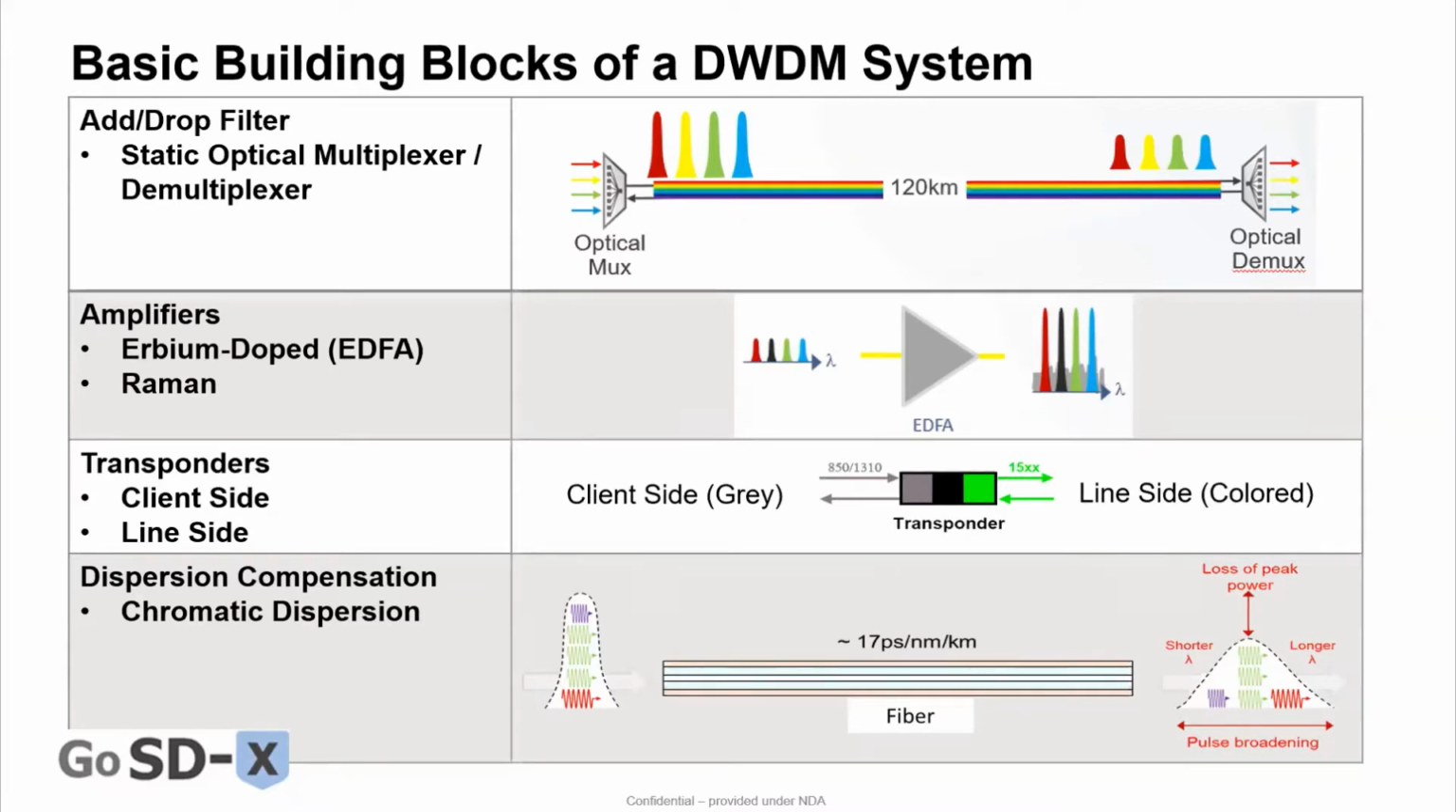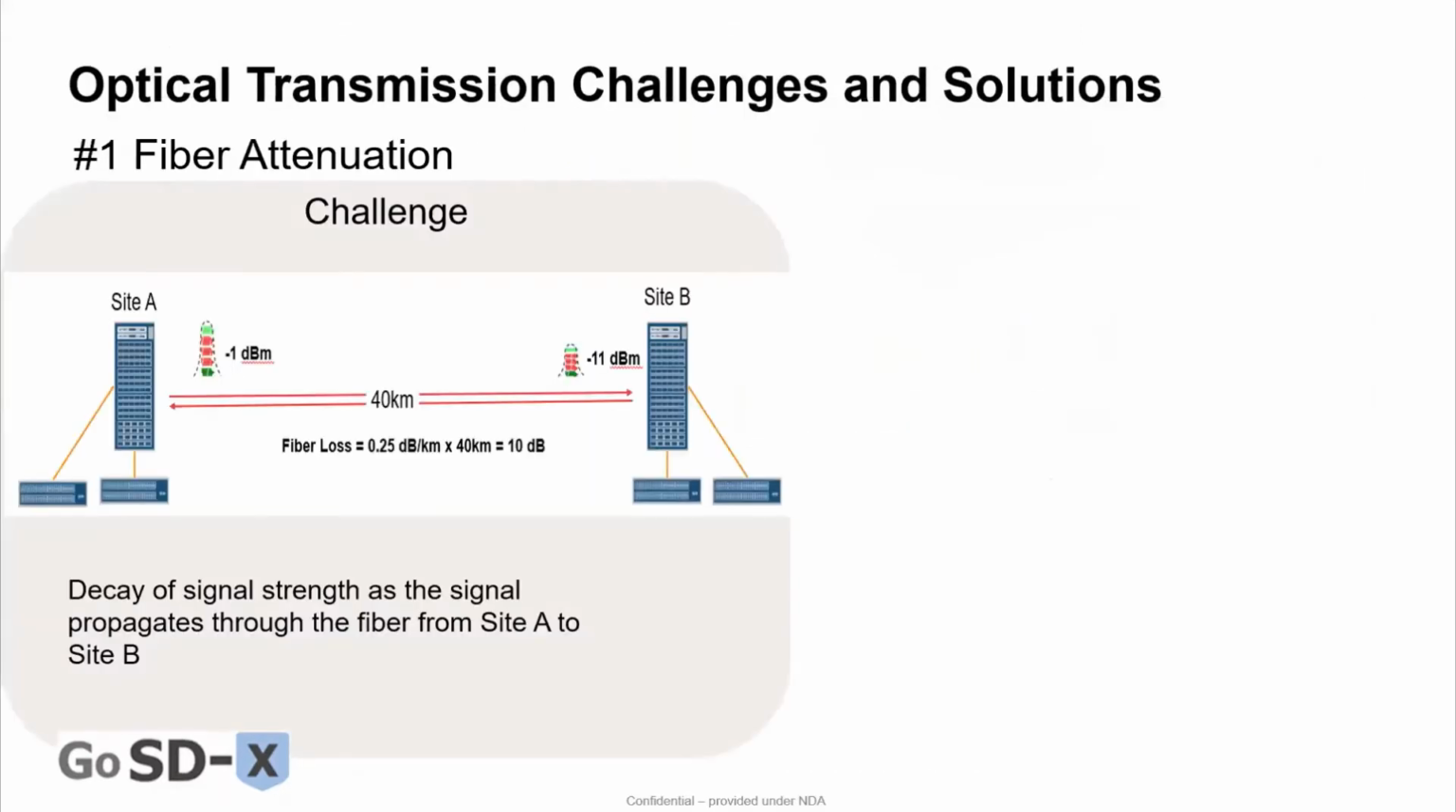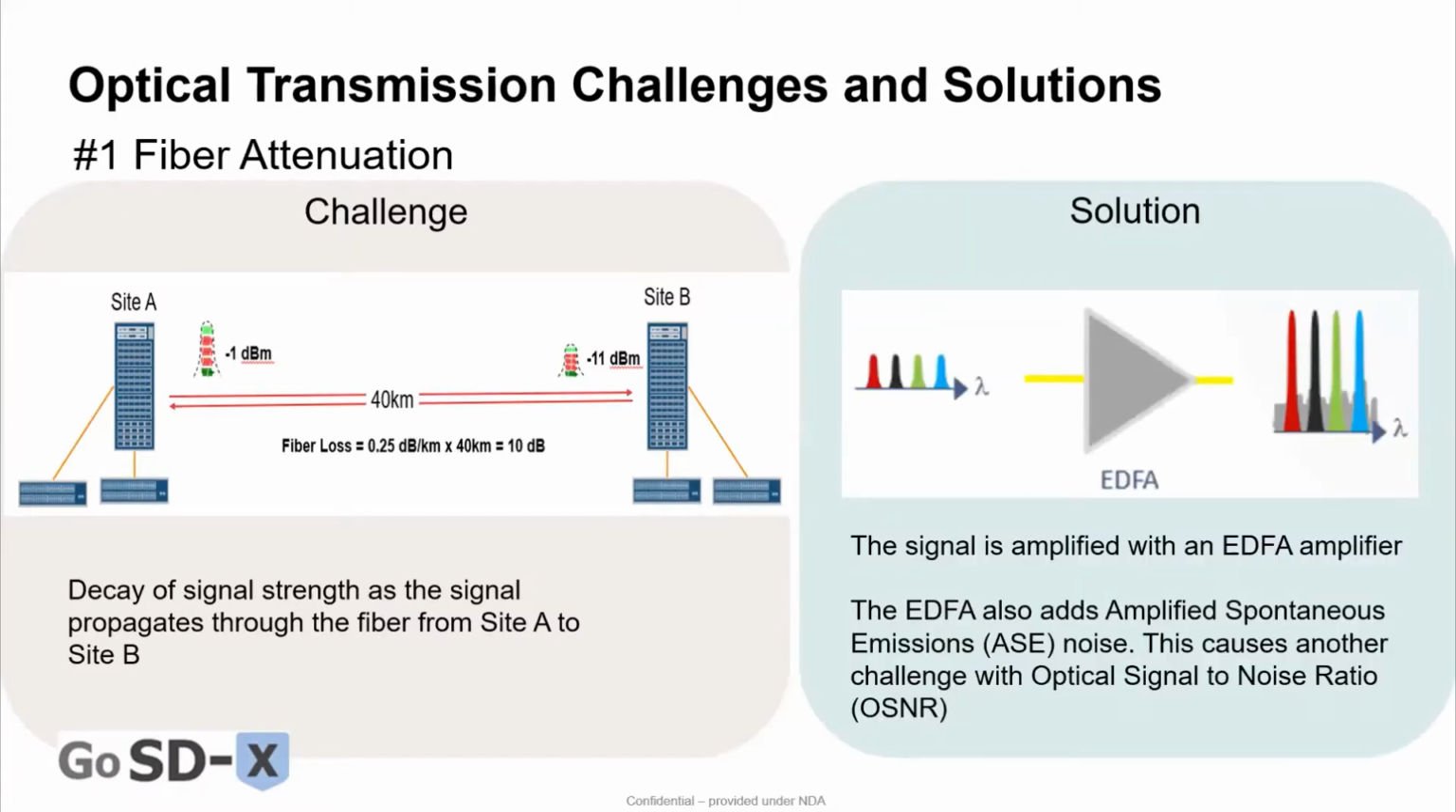There are many challenges for optical transmission, and I will name 2 here. The first one, number 1, is fiber attenuation. The optical signal strength decays as it propagates through the fiber from side A to side B. The signal can be amplified with an EDFA amplifier, but unfortunately, it also amplifies the noise, as you can see here. This causes another challenge, what we call optical signal to noise ratio, OSNR.